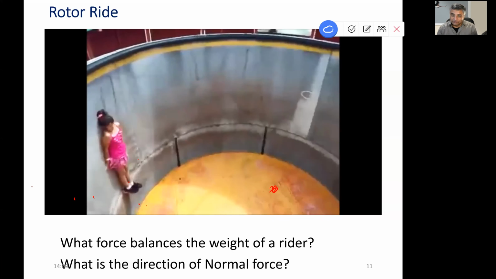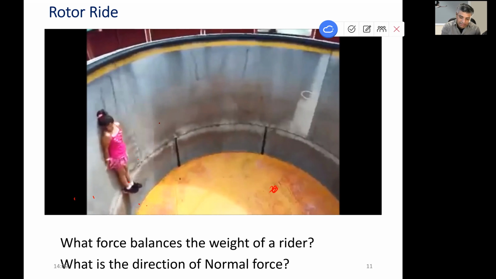Okay. See, gravitational force is still there, right? But what force is keeping this kid there? What is balancing the gravitational force? So I see normal force, I see static friction force in the chat, okay? So two possibilities. So normal force, which way does normal force act?